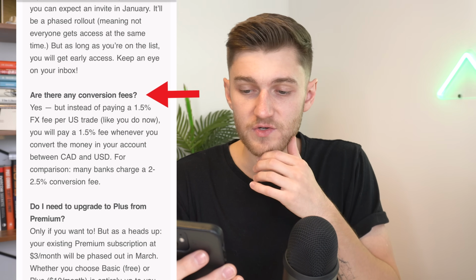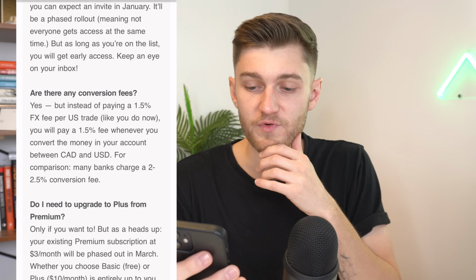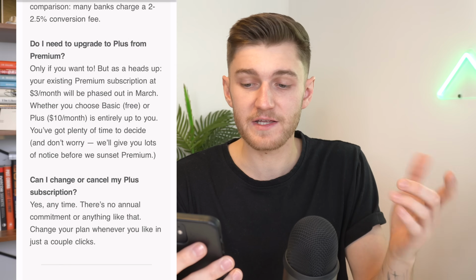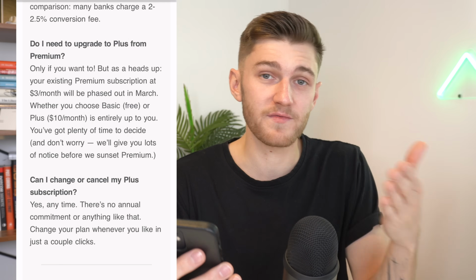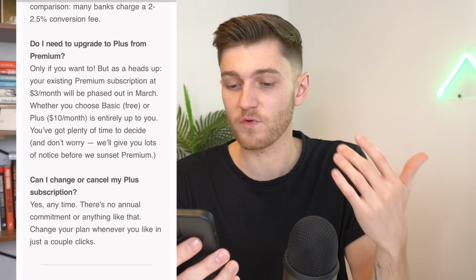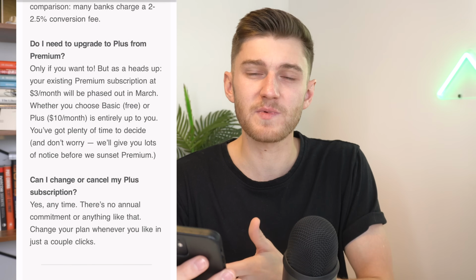And then it says, do you need to upgrade to Plus from Premium? They're going to be phasing out the premium functionality at $3 a month. So there's just going to be the free plan and then this Plus plan at $10 a month. And of course, you can cancel at any time. So let's now speak a bit more about the USD accounts, and I'll share my thoughts here.